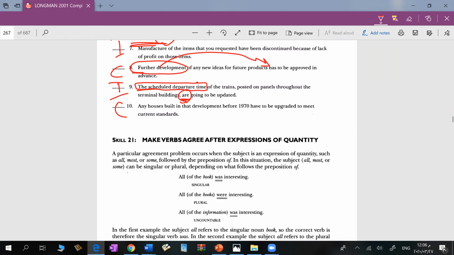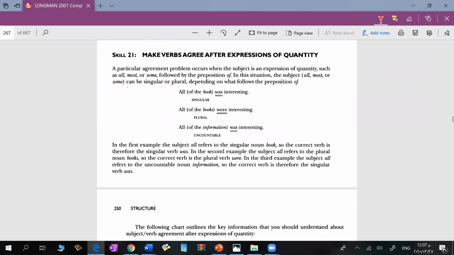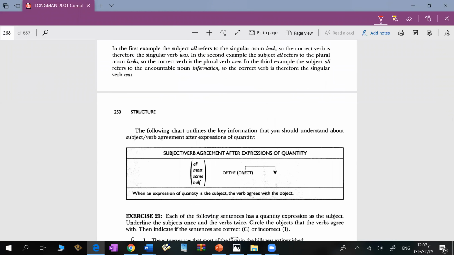Okay. Make verbs agree after expressions of quantity. Expressions of quantity. The number of items. Like all the book, singular, was. Well, all the books were. Why? Books. All the information is uncountable. Uncountable is always dealt with as singular. Was, interesting, and so on.